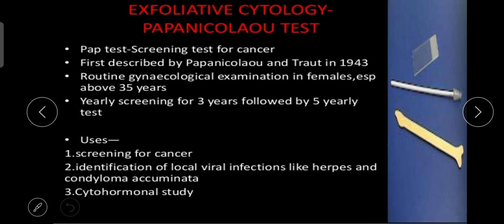Next one is exfoliative cytology, the Papanicolaou test or Pap test, a screening test for cancer. That is for cervical cancer, and it was first described by Papanicolaou and Traut in 1943. That's why it is called the Pap test. It is a routine gynecological examination in females, especially above 35 years; normally now they go after 30, with yearly screening for 3 years followed by 5 yearly tests. It is used for screening for cancer, identification of local viral infections like herpes and condyloma acuminata, and cytohormonal study.